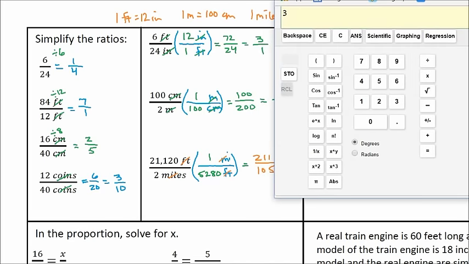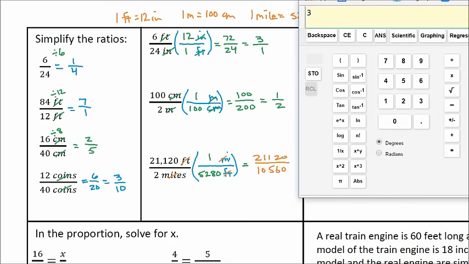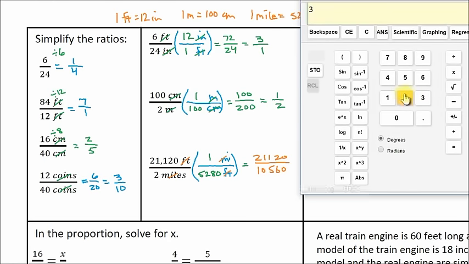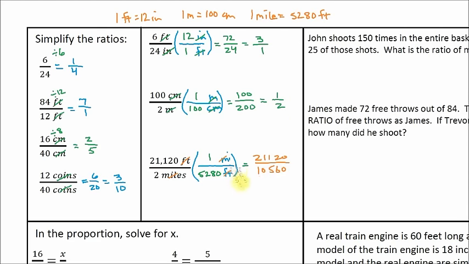Let's try this. Let me move this calculator over a little bit so I can see. Okay, I'm going to put 21120 divided by 10,560. Oh, exactly 2. Beautiful. So that means this will simplify to just 2 over 1. And now we've done conversion or simplifying of ratios with different units of measure.